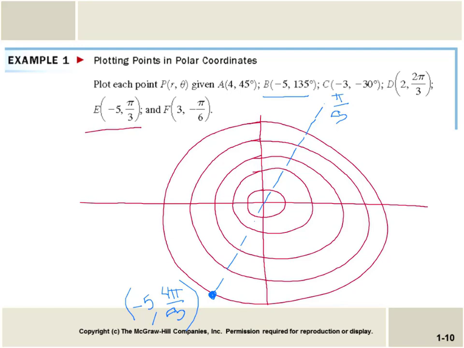Okay, how do I do B? What quadrant is 135 degrees in? Nope.